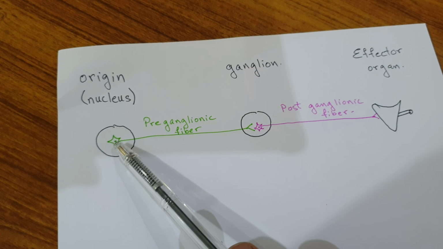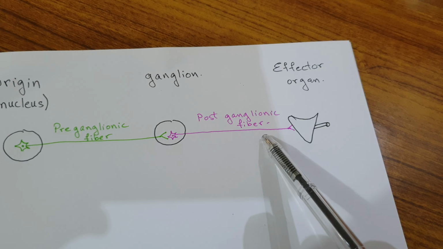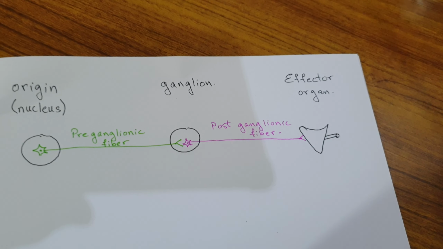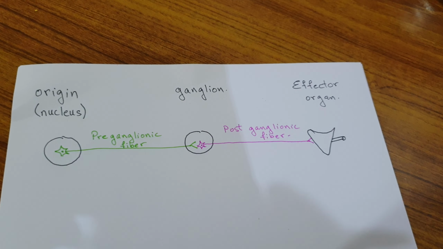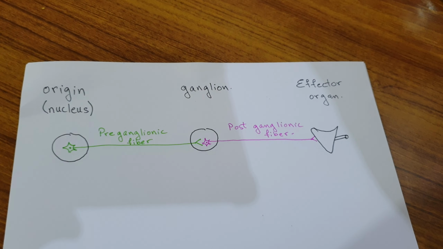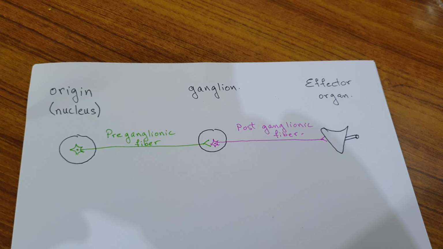When they synapse on the ganglion, the information is carried from this cell body in the axons of this cell body, and they move towards the effector organs. Now, the axons which are coming from the cell bodies of the ganglion, as they are coming after the ganglion, are called the postganglionic fibers. The postganglionic fibers will innervate the effector organ, and the activity will start, which in the case of the parotid gland is the salivary secretions.